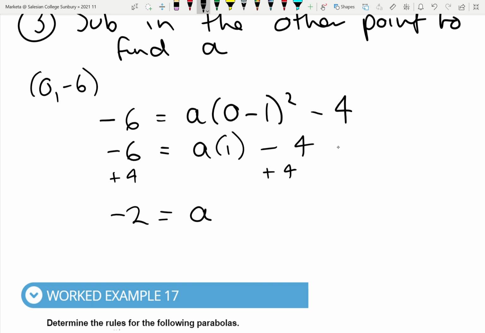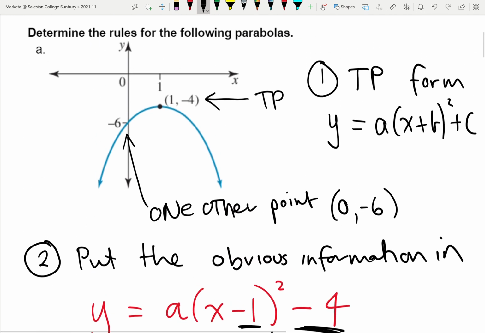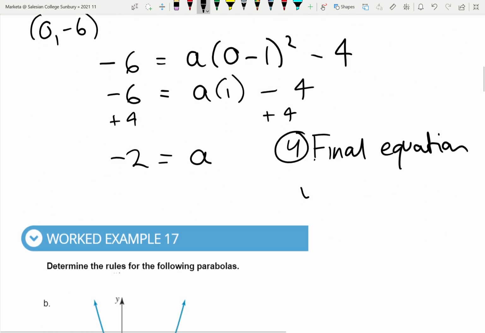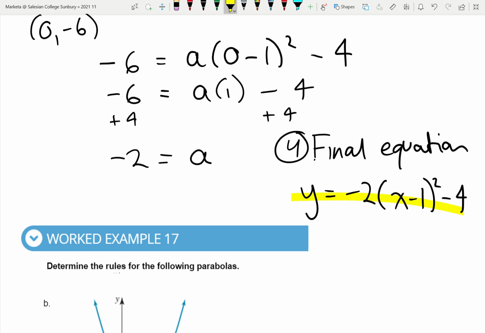So our final equation, I guess we could say step 4, final equation. This is where we actually answer the question. It's asking us for the equation of this graph, or the rule for the following parabola. So y equals −2(x − 1)² − 4. And that is the answer that we would highlight or box, so it's not lost amongst the working out. So that's the first one.